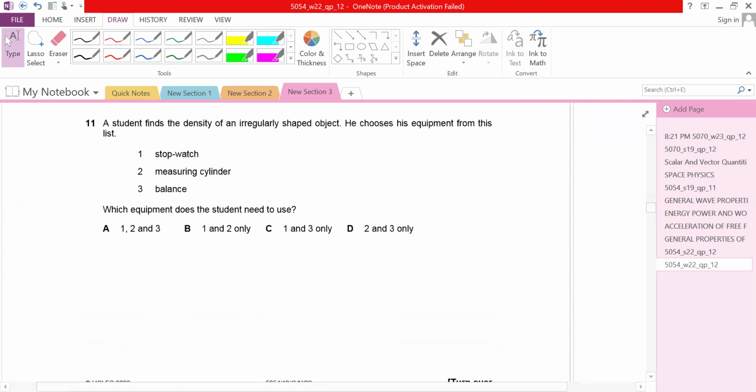In question number 11, a student finds the density of an irregularly shaped object. He chooses his equipment from this list. So what equipment does the student need to use to calculate the density? To find the density of an irregular object, the student needs a measuring cylinder and a balance. He does not need a stopwatch. So the correct option is D, 2 and 3 only.